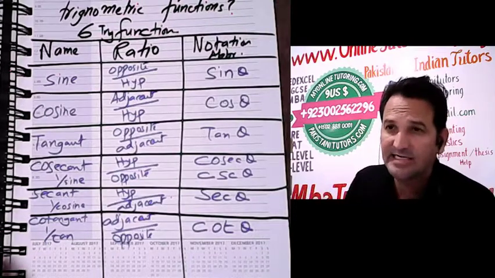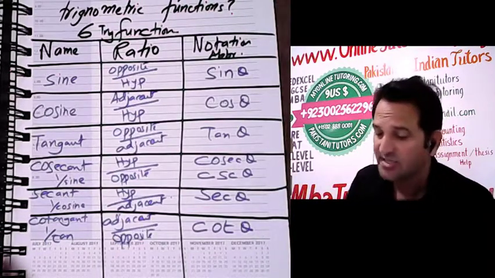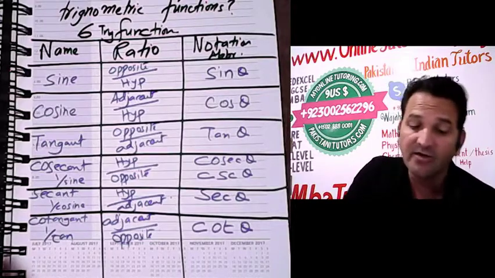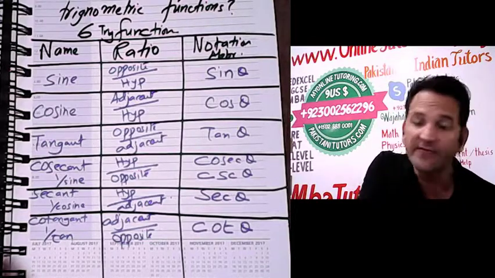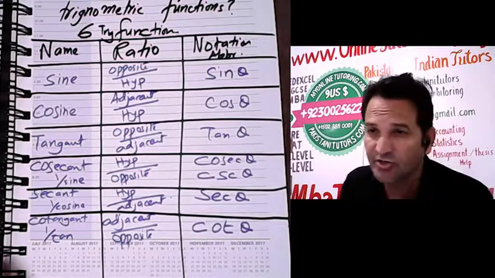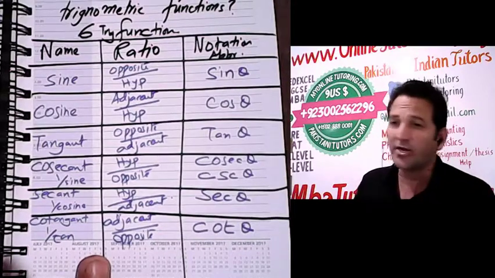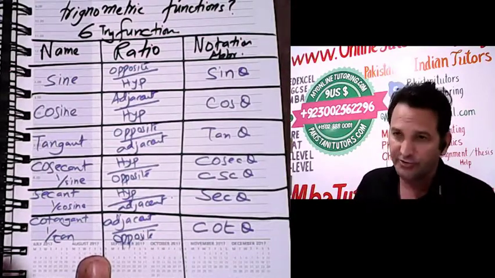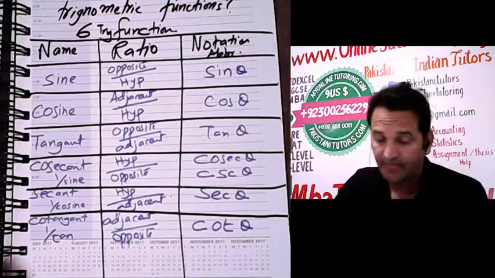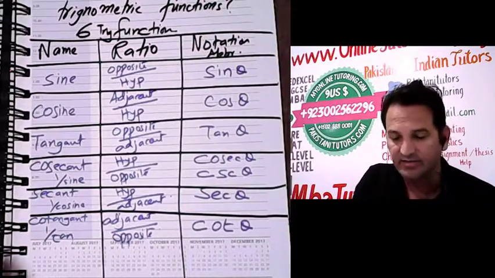So these are the 6 trigonometric functions. You must understand them for solving any question. If you do not memorize these functions, then you cannot solve trigonometric questions.